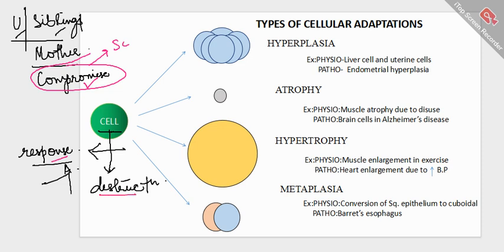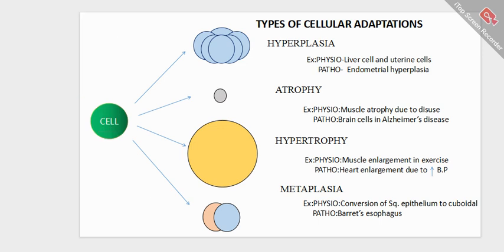So what are those responses? They are known as adaptations. These are the adaptations that can be noticed in a cell after the stress occurs. They are of the following types: hyperplasia, atrophy, hypertrophy, and metaplasia. What are those? Hyperplasia. Hyperplasia is an increase in cell number.